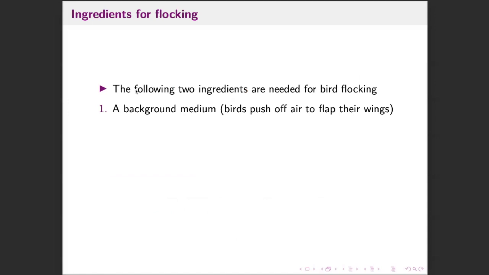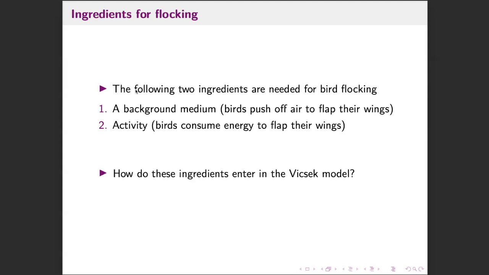Yeah. So that's what I just said. There are two ingredients needed. One is a medium, and one is activity or fuel. First, you need a medium to push off against, but then that's not enough. You need energy to actually perform the flapping of the wings. So these two ingredients are present, and then the question we will ask is, where does this really come from? Because the Vicsek model does not really answer this question. It's kind of implicit in the fact that there's this constant velocity.